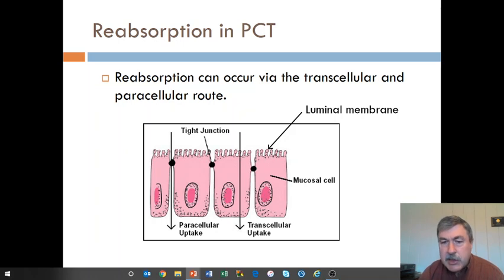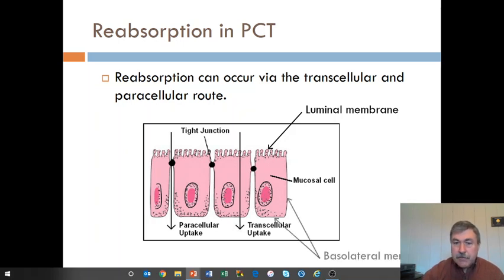Now, in addition, there are several different sides to the cells that make up the walls of the proximal convoluted tubule. The first is the side of the cells that are adjacent to the lumen, which is the hollow portion in the middle of the tubule. That's called the luminal membrane. And the luminal membrane has microvilli, which are little finger-like, microscopic extensions. And that greatly increases the surface area available for reabsorption.